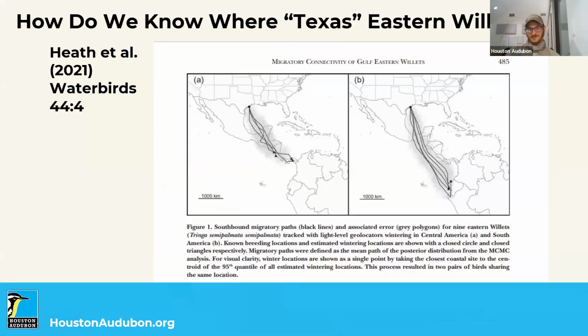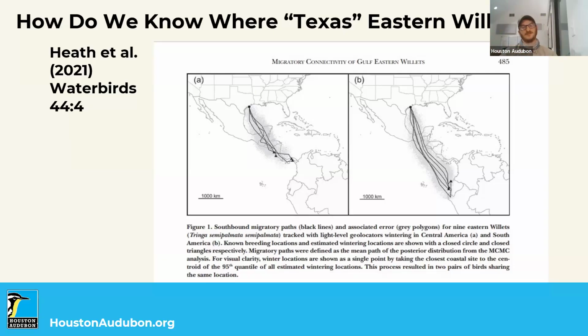And so how do we know that? Well, Sue Heath at GCBO and several other folks published this really cool paper in Waterbirds. And over several years, they deployed light level geolocators onto Eastern Willets breeding in Brazoria County. What these devices do is they basically sense light, and they're attached to a leg band, and that leg band's put on the bird, and then the bird is recaptured in a subsequent breeding season.